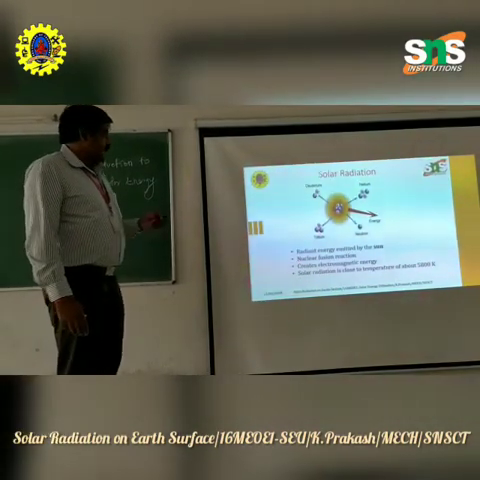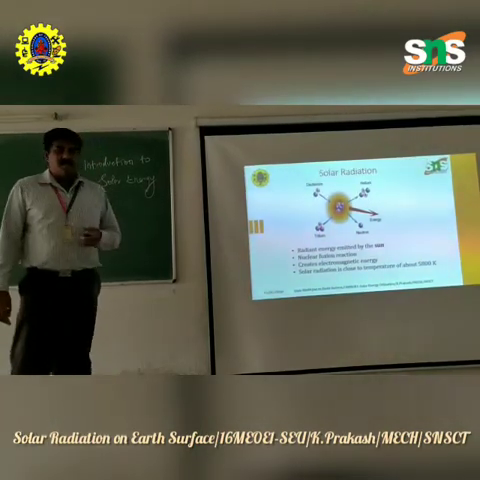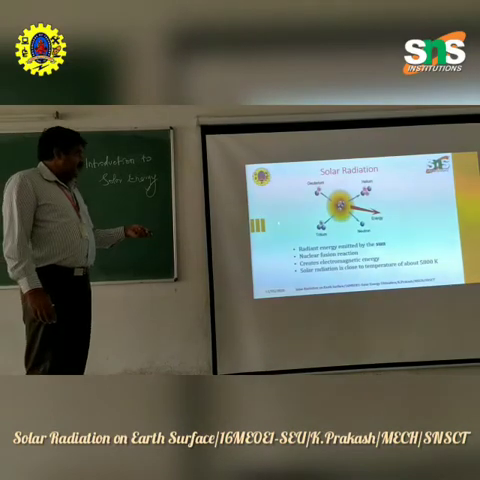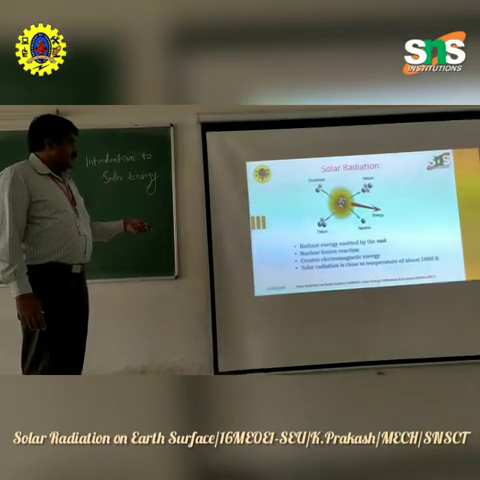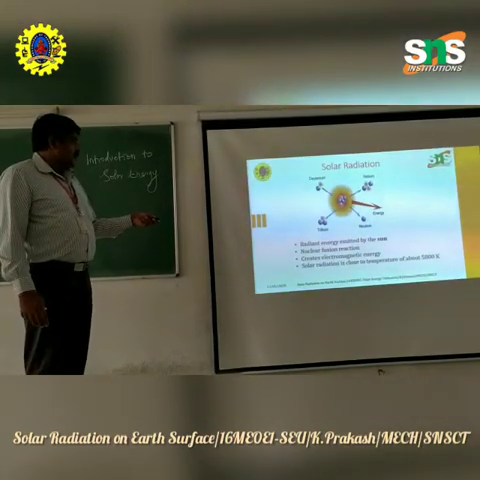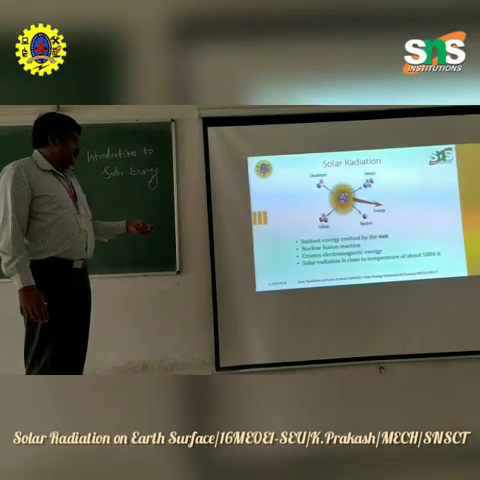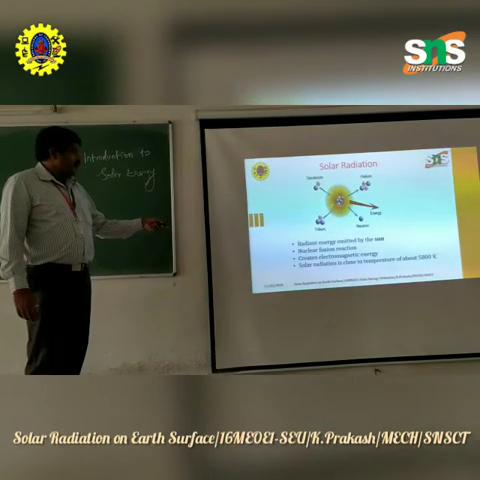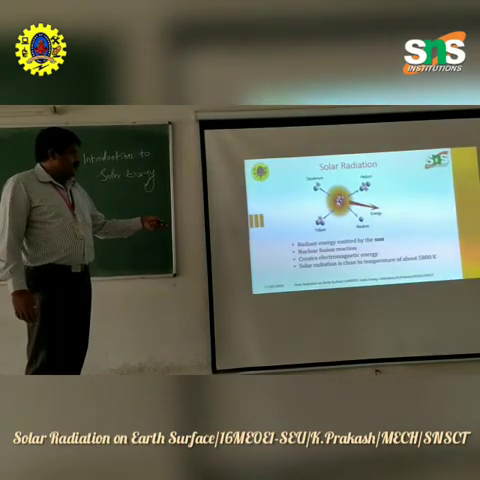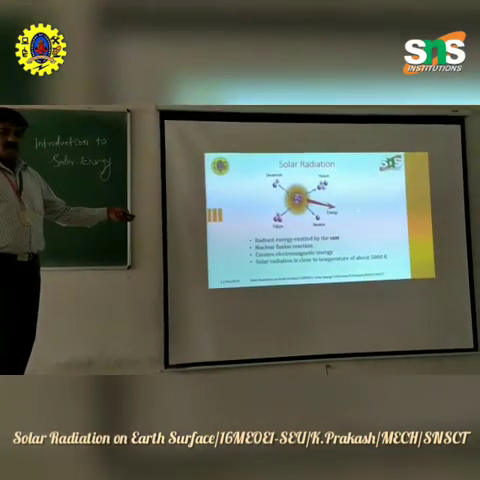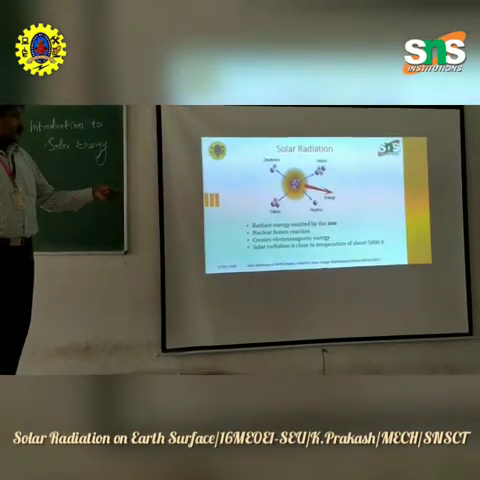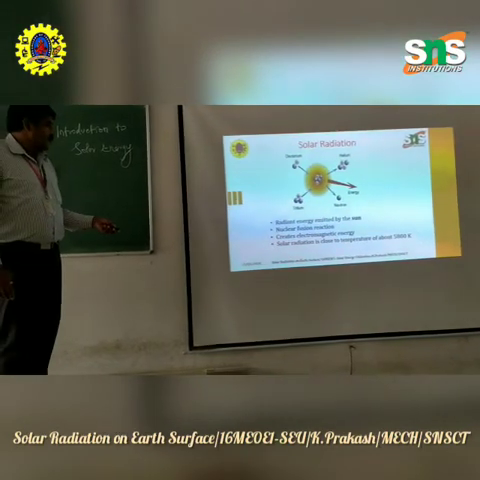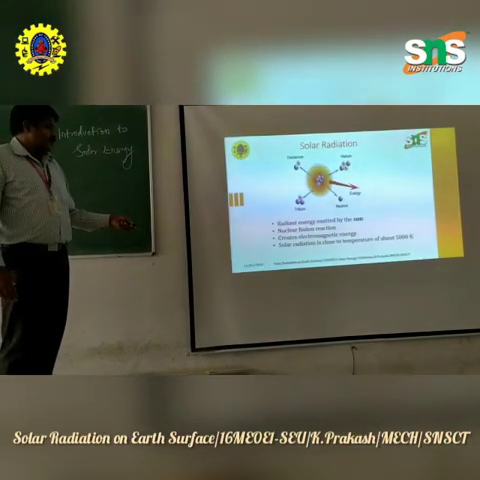Next, let us see how the solar radiation is emitted. In this picture, you can see a neutron, helium, deuterium and tritium. Here the radiant energy is emitted from the sun. How does this happen? This is happening because of the nuclear fusion reaction.